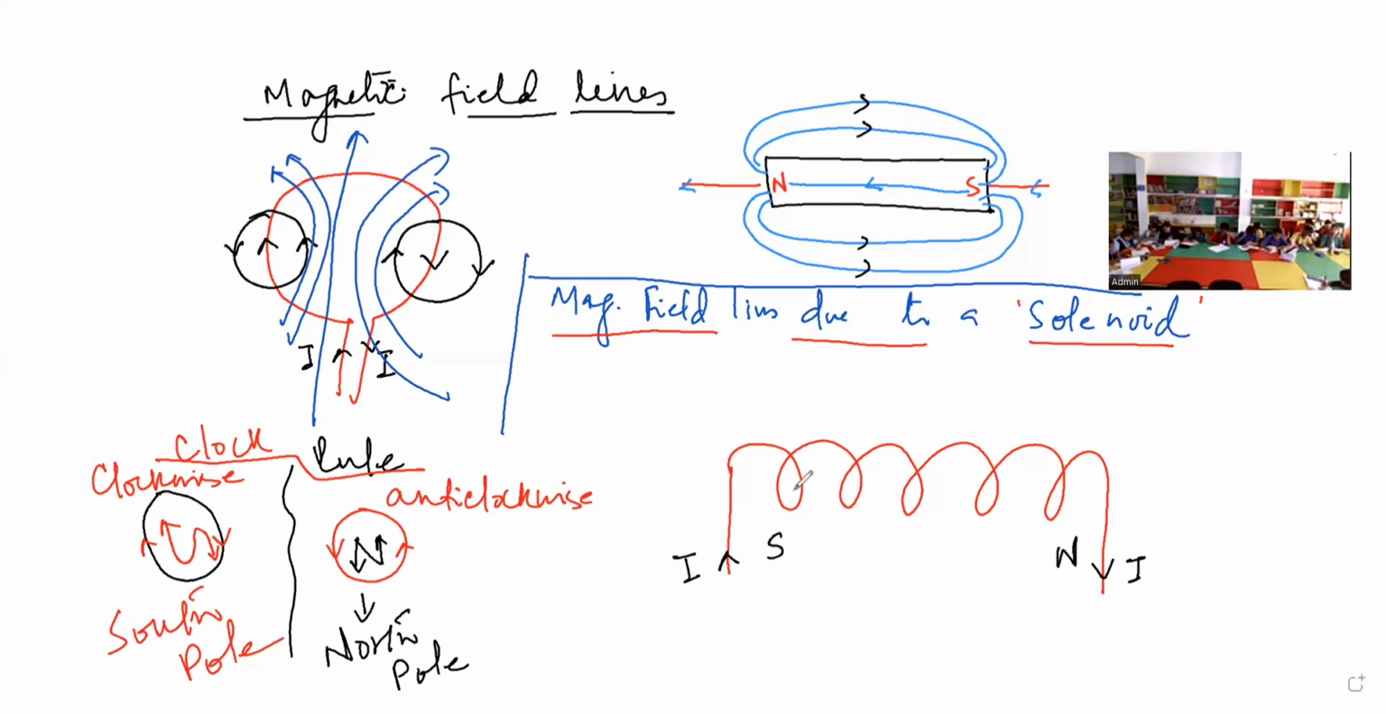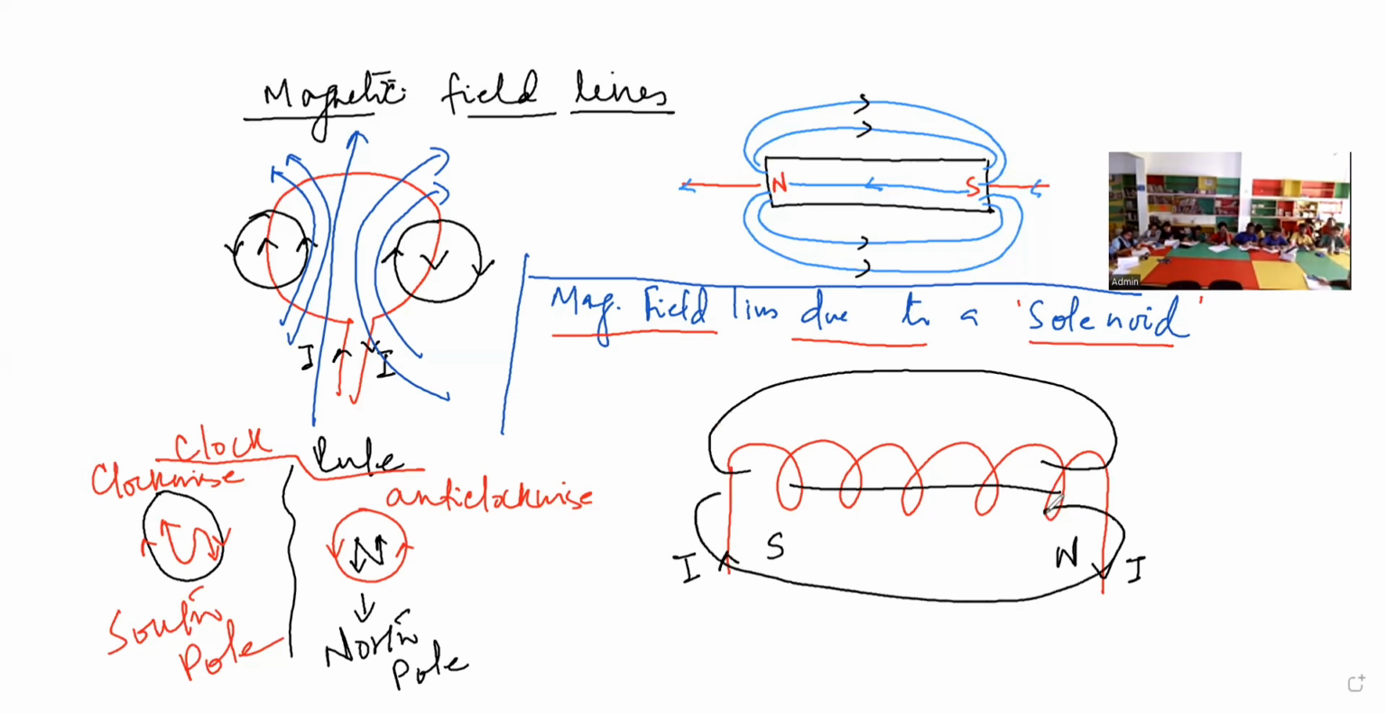What happens inside a magnet? It moves from south to north pole, and from the north pole outside it is like this, north to south. From south it goes inward, from north it goes outward, and this way we draw the magnetic field lines due to a solenoid.